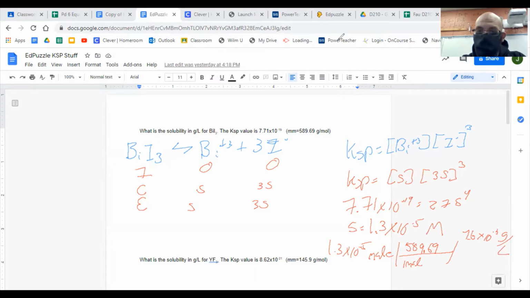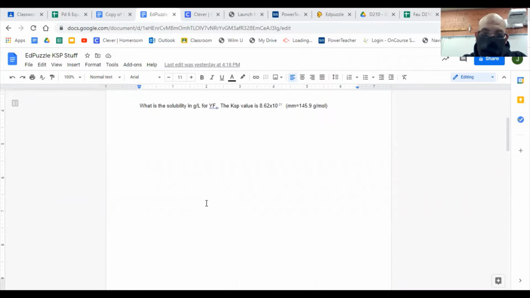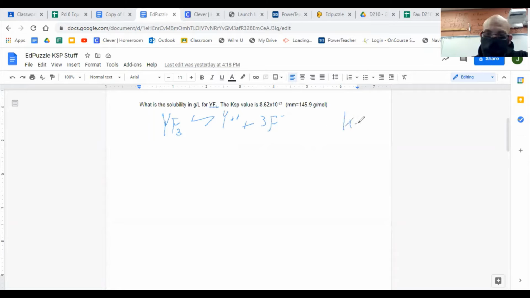All right. Let's look at number 2. Again, first step, write out that equation. Yttrium fluoride will break down to Y plus 3 and 3 F minuses. We can write a Ksp. Ksp equals Y plus 3 times F minus to the 3rd.